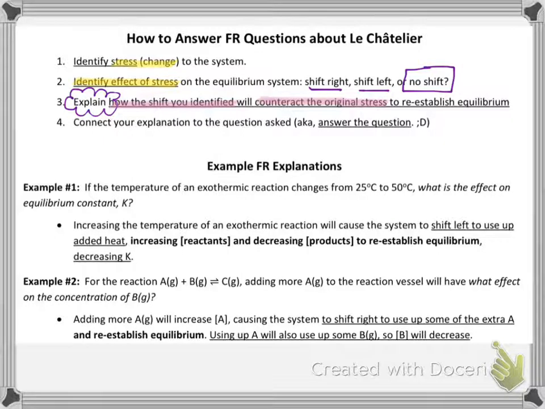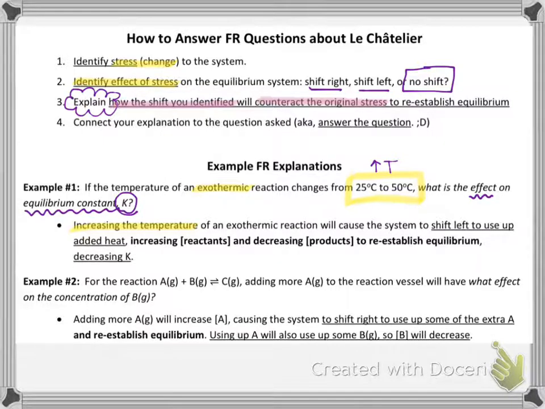In example number 1, we're looking at a temperature change. Notice that they specifically told you it is an exothermic reaction. And 25 to 50 degrees, they're saying the temperature went up. And the question specifically wants to know, what is the effect on the equilibrium constant K? So first, I'm just going to identify what happened. Well, I increased the temperature.